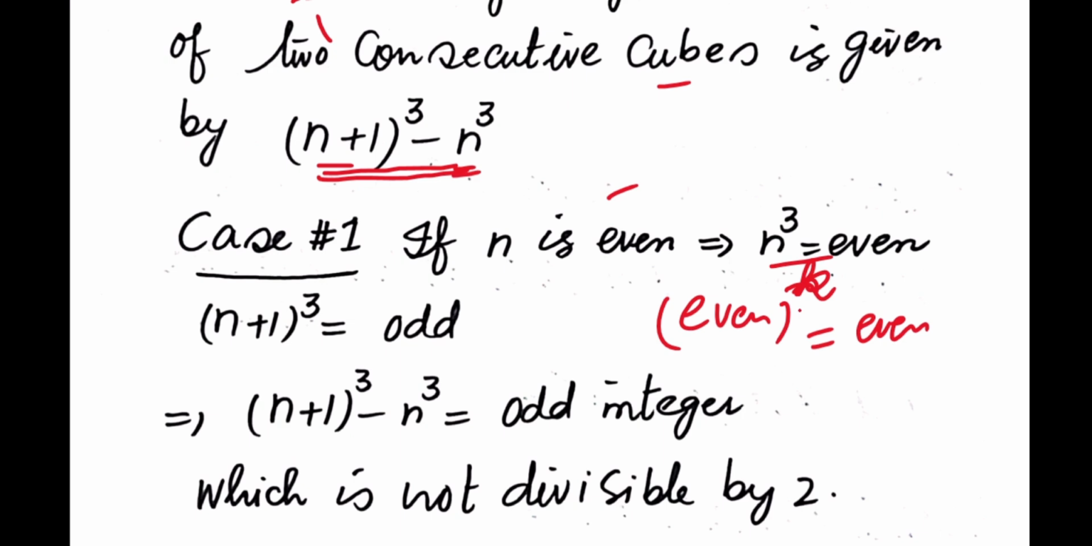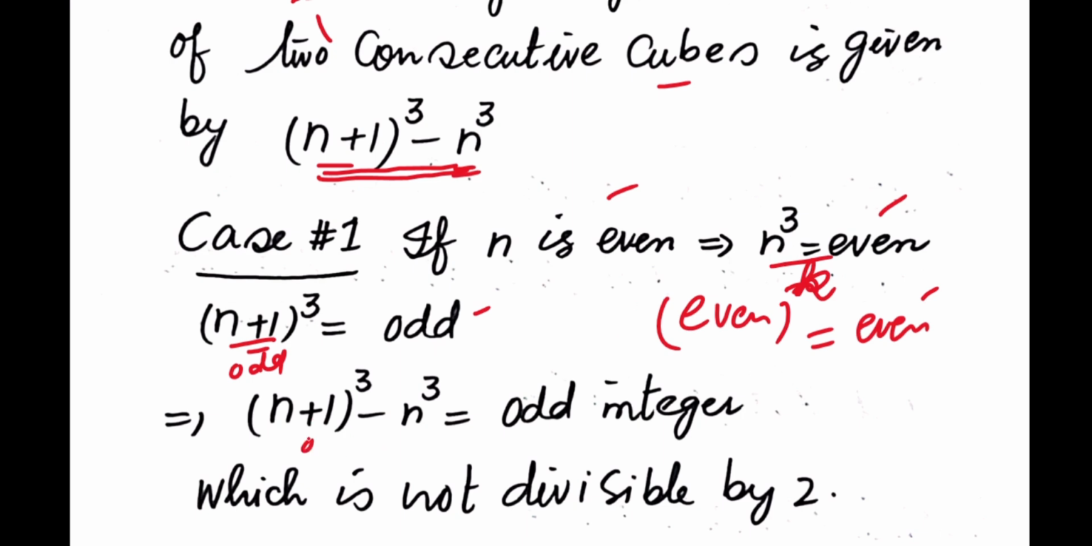Any positive integral power of an even integer is always an even integer. So n cube is an even integer. But if n is even, then n plus 1 is odd, and the cube of an odd integer is always odd. This shows that this is the difference of an odd minus an even integer.